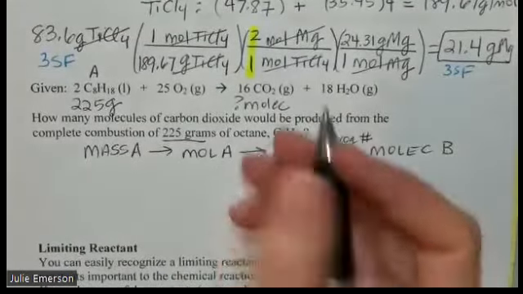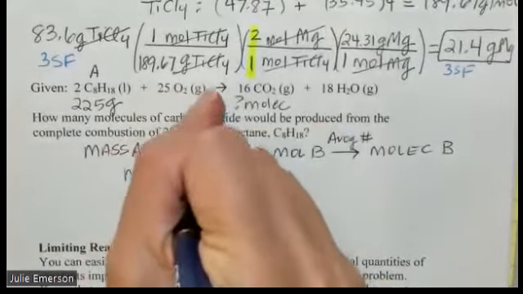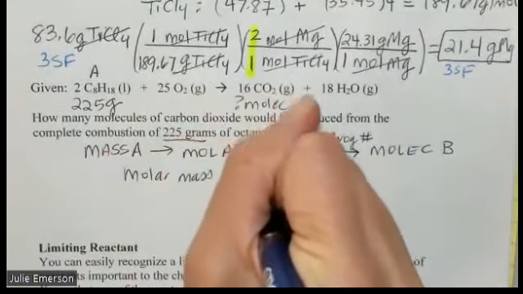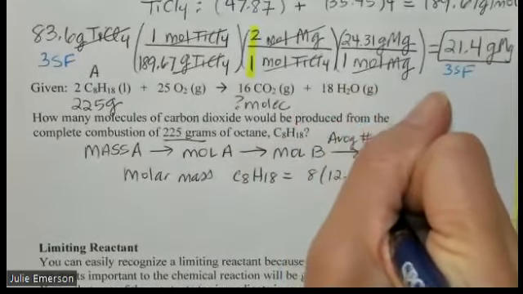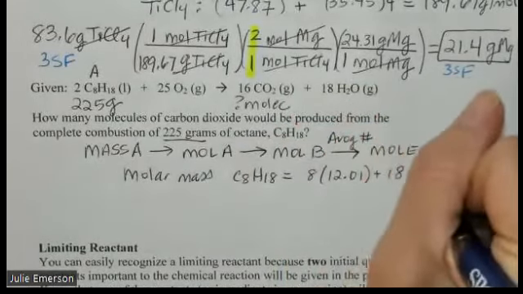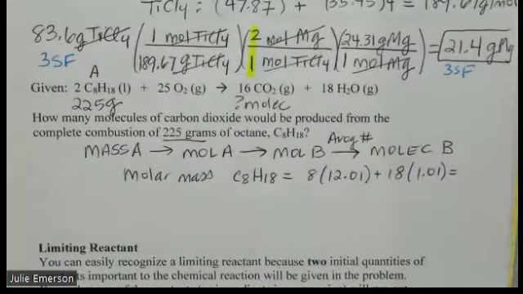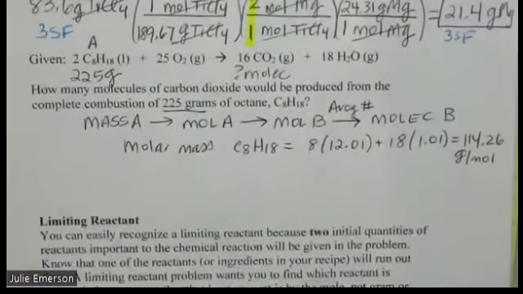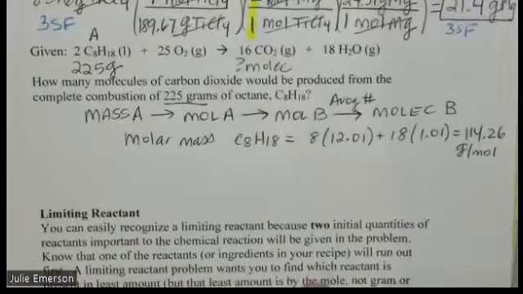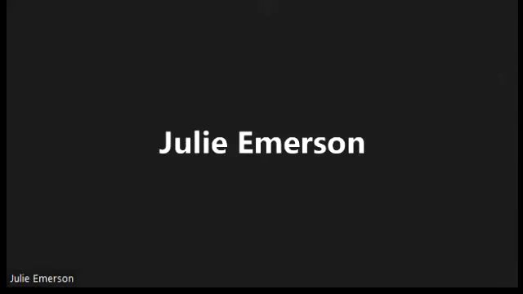All right, so before I can get started here, I need my molar mass of the octane. All right, so let me get that. So molar mass of C8H18, 8 carbons at 12.01 apiece, and then 18 hydrogens at 1.01 apiece. So 8 times 12.01 plus 18 times 1.01, I get 114.26. All right, so 114.26 grams per mole. All right, so now I'm ready to start.